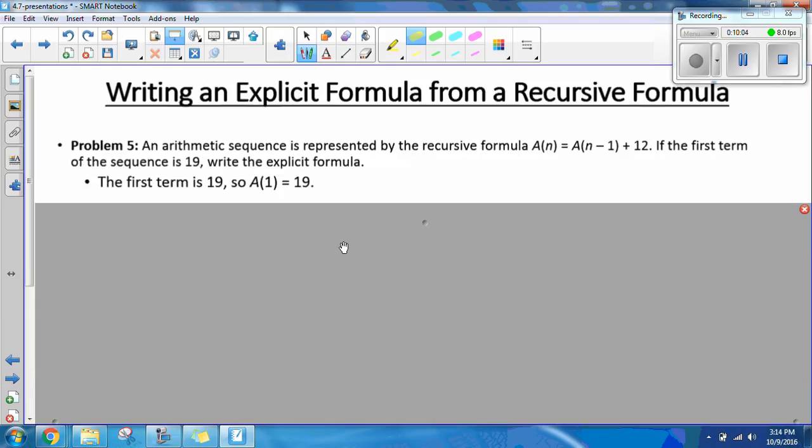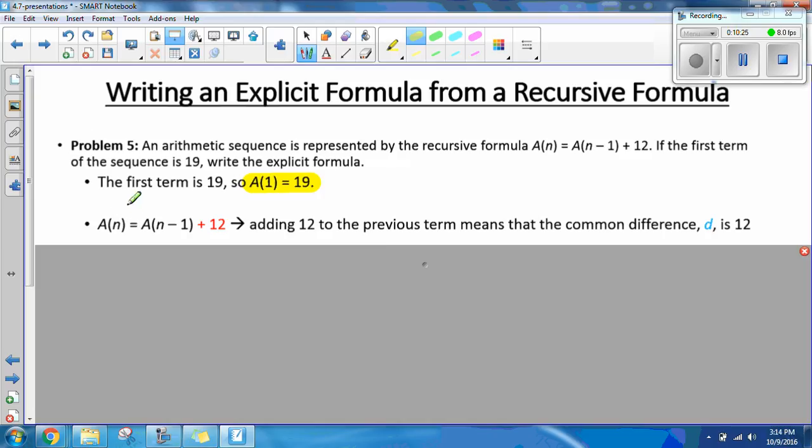An arithmetic sequence is represented by the recursive formula a of n equals a of n minus 1 plus 12. If the first term of the sequence is 19, write the explicit formula. So first you need to state that the first term, a of 1, is 19. You need to identify that.